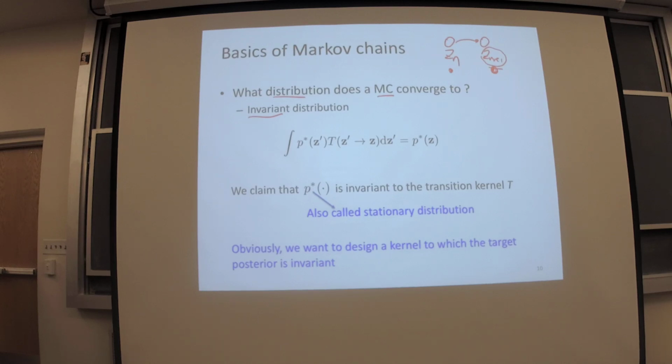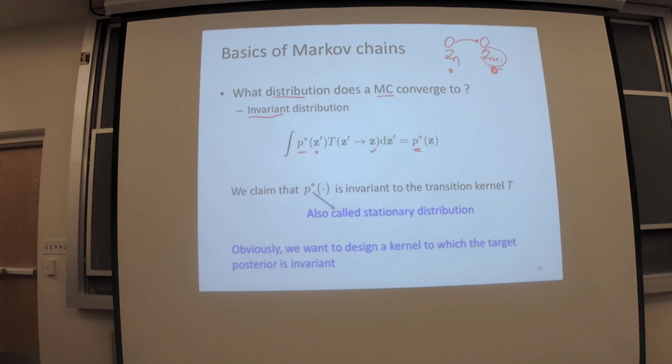Does it make sense? So how do we express an invariant distribution? We denote the invariant distribution by P star. It means that if I have arrived at the invariant distribution, then I use it to sample any state Z prime, and use my transition kernel to sample the next state, Z. It turns out that the marginal distribution of Z is still this distribution, P star of Z.